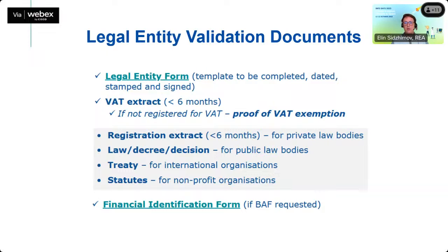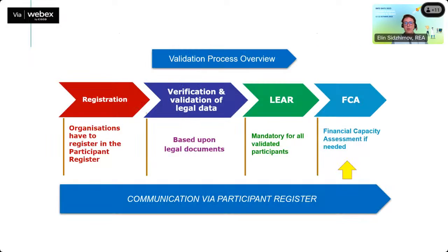And now, from the next slide, you will see that we get to the last arrow in this validation process overview line, which is the financial capacity assessment, which is requested only if it's needed for the operational colleagues. And my colleague Evelina will introduce you to this financial capacity assessment process.